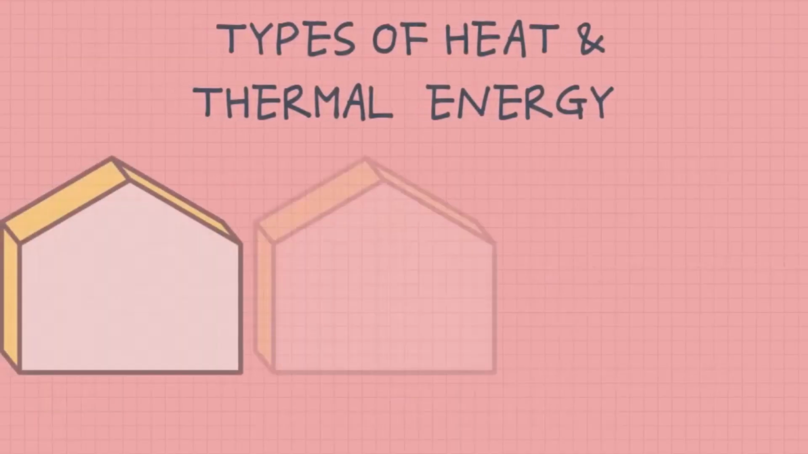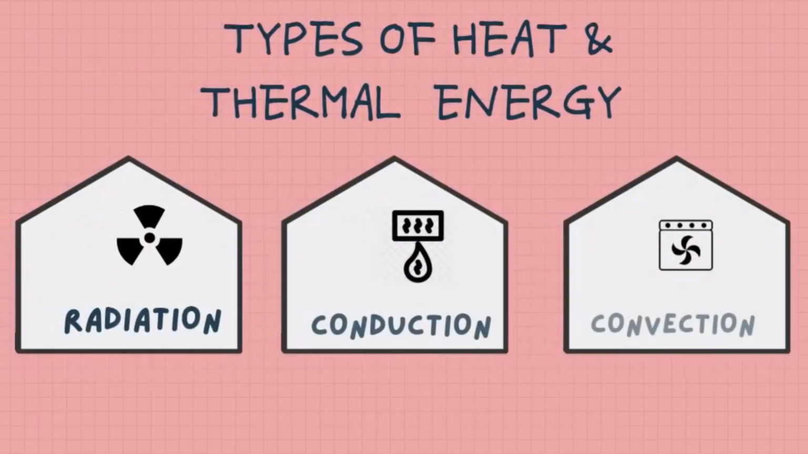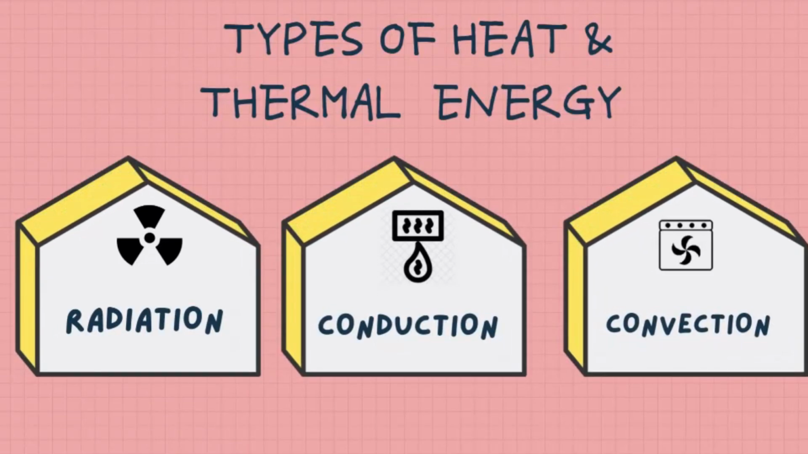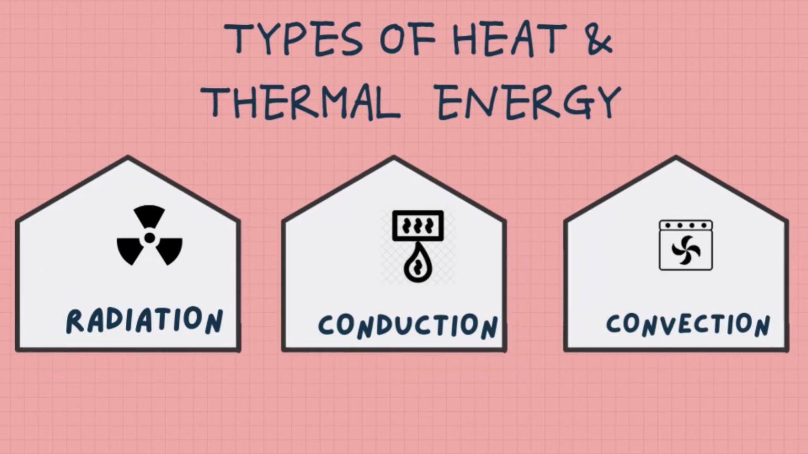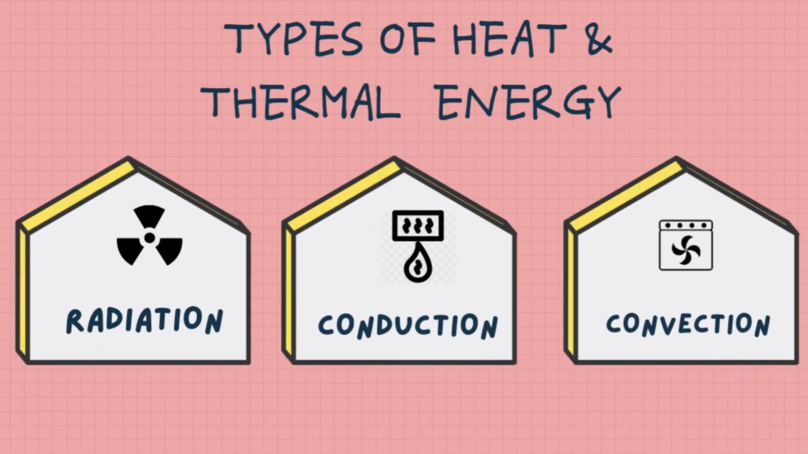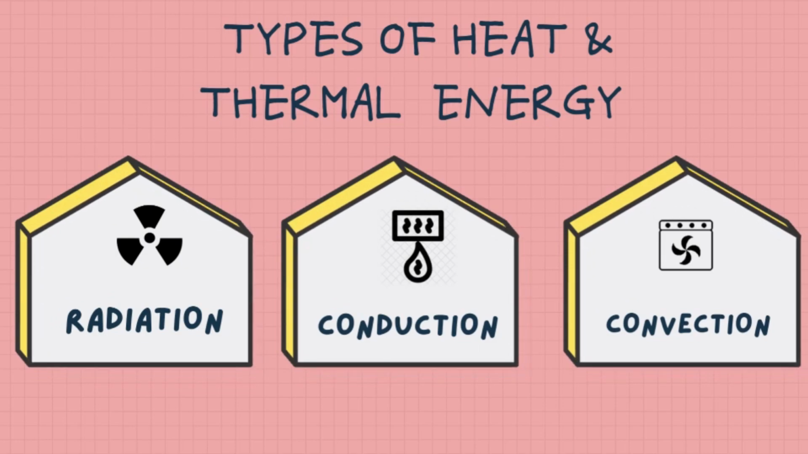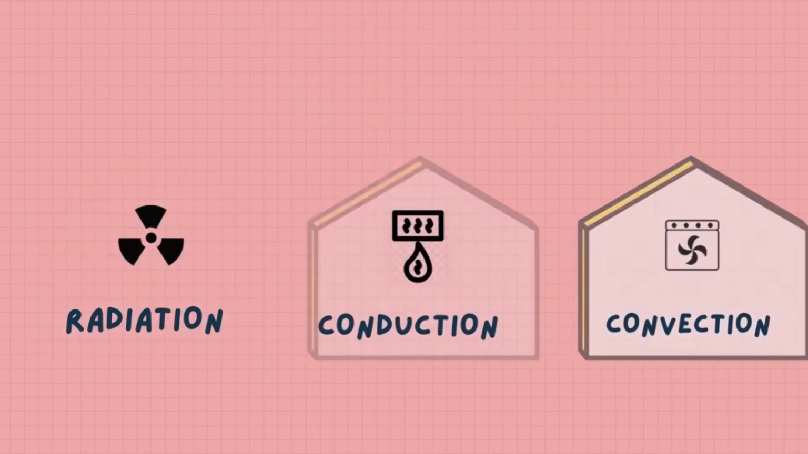And let's move on to the types of thermal energy. There are three types of thermal energy, which are radiation, conduction, and convection. Radiation is the energy that comes out of a radioactive atom, and conduction is the process by which heat energy is transmitted through collisions between neighboring atoms or molecules. And the last one is convection. Convection is the process of heat transferred by the bulk movement of molecules within fluids such as gases and liquids.